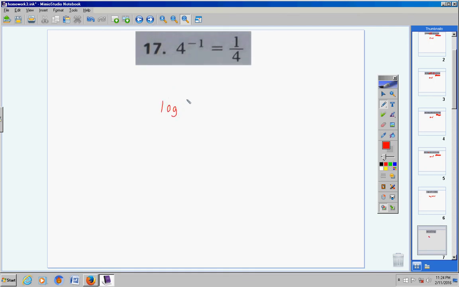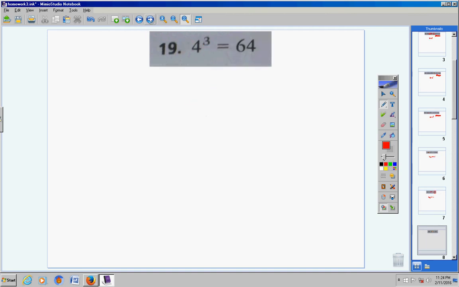Alright, we know we can write the word log. Okay? We know that the base of the exponent is 4, so my base of the logarithm will be 4. The exponent is -1. That's going to be over here by itself. And this number here is the argument. So log base 4 of 1/4 equals -1.